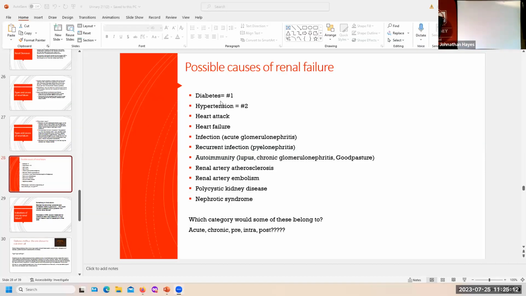And as we pick back up, we're pretty close to the end today. Let's go back to the screen we were on when we were talking about the different types of renal failure. So again, diabetes, number one, for sure.